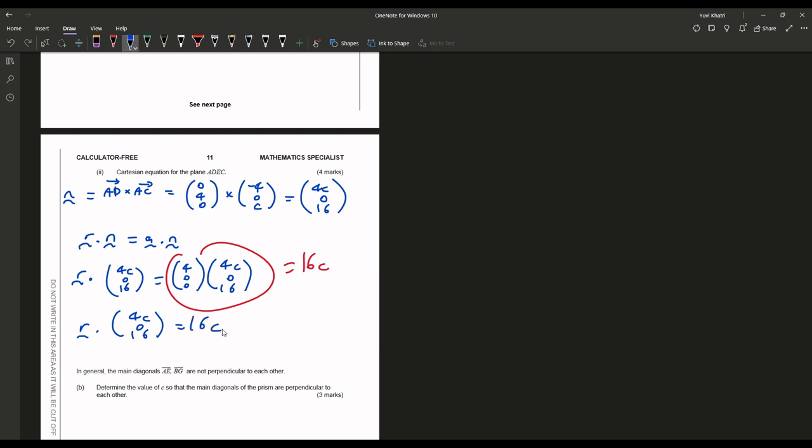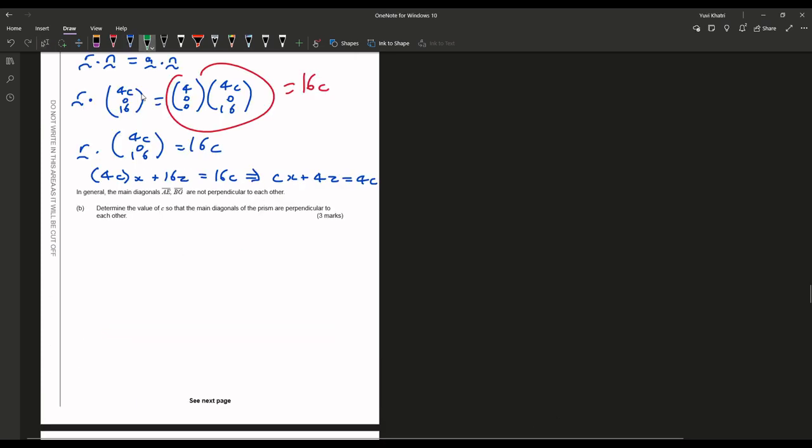Now to convert this to Cartesian, this is x, this is y, and this is z. So we've got 4cx plus 0y plus 16z equals 16c. We simplify this by dividing everything by 4, and we've got cx plus 4z equals 4c. And that is our final answer.